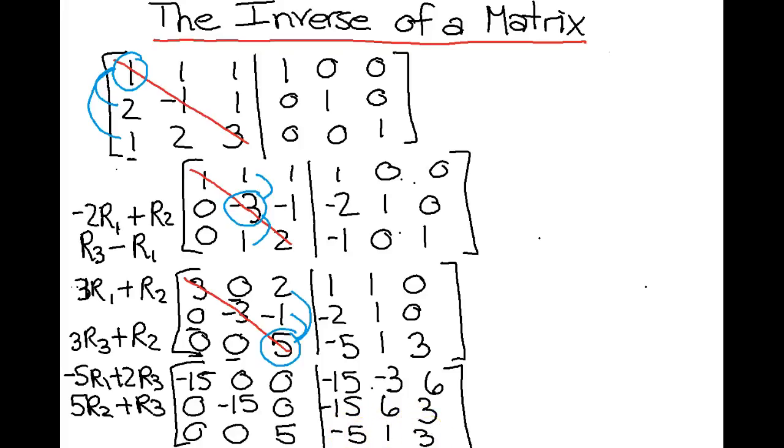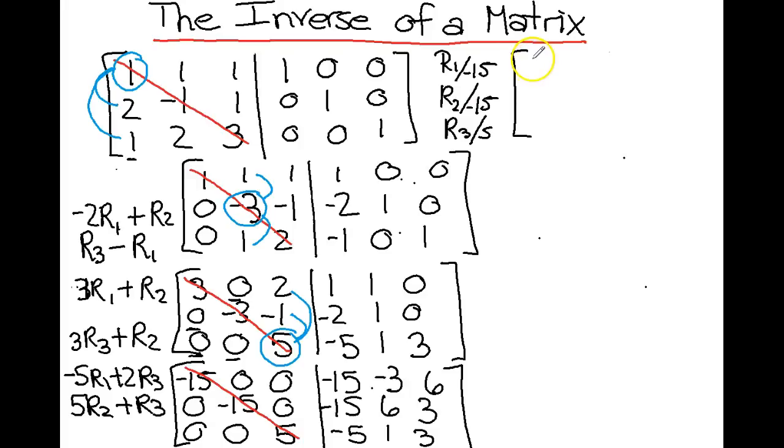So now if you notice, our matrix is almost done. We've almost converted the left-hand side to the identity matrix. The last thing I need to do is just divide by the numbers along my diagonal. So I'm going to take row 1 and divide it by negative 15. I'm going to take row 2 and divide it by negative 15. And I'm going to take row 3 and divide it by 5.